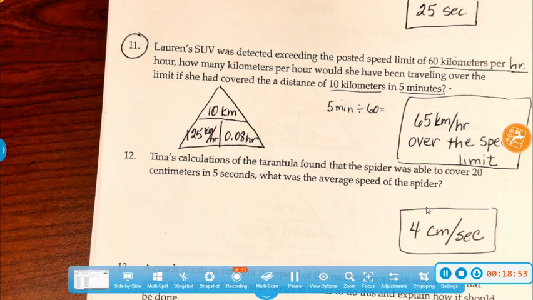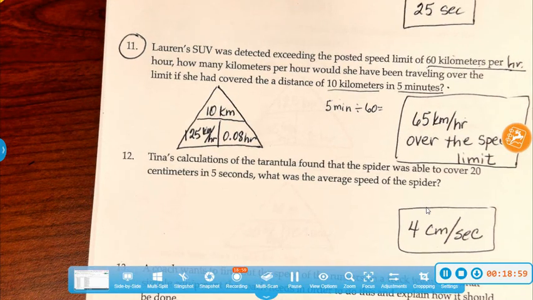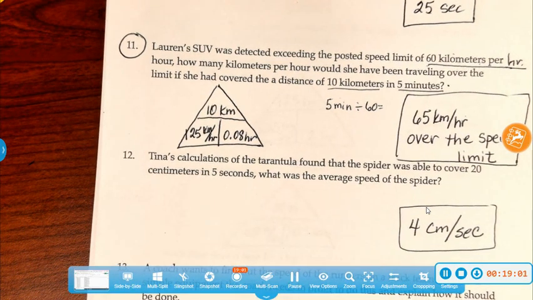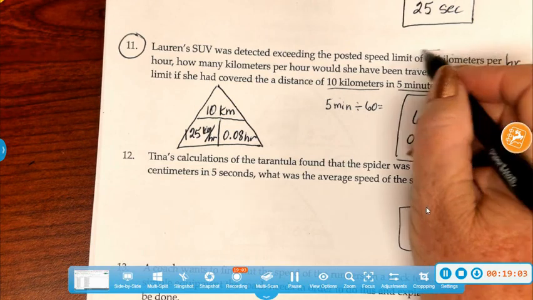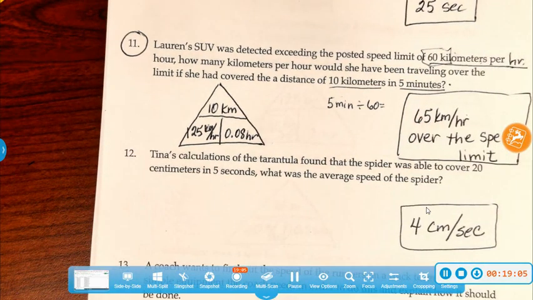It's actually not that fast. That's only like 70 miles an hour. How much over the speed limit is she going? If the speed limit's 60, 65 over.